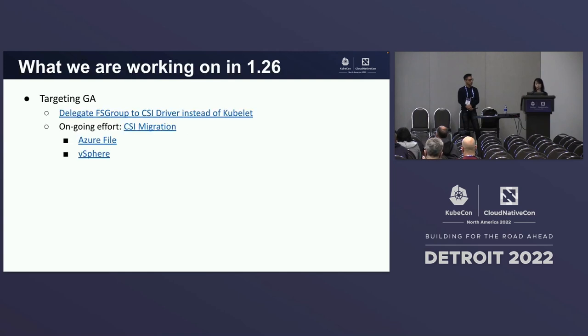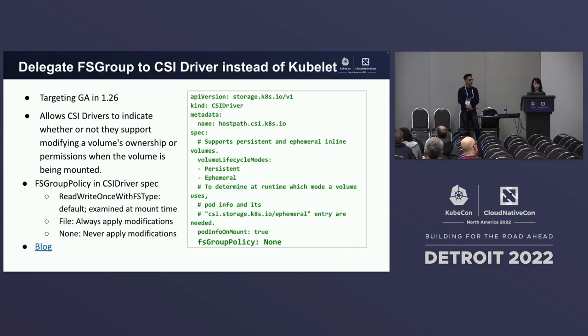So now let me talk about what we are working on in the 1.26 release. In the 1.26 release, we also have some features that are targeting GA. So we have delegate FS group to CSI driver, which is targeting GA in the 1.26 release.